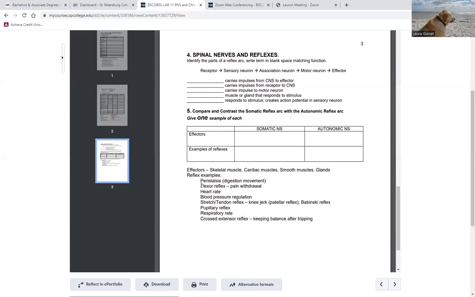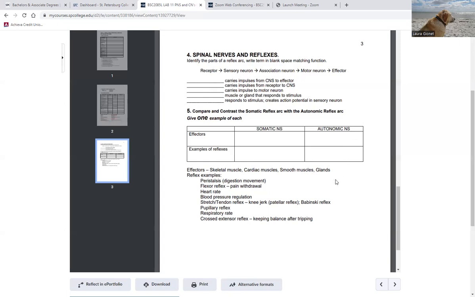Flexor reflex or pain withdrawal, that is a somatic reflex. So you can just put S next to it, and then maybe up here in the somatic also write flexor reflex. Heart rate is autonomic, as well as blood pressure regulation is also autonomic. So you could put A and A there right next to it. And then over here in autonomic, you can just go ahead and write heart rate and blood pressure regulation up there in the examples line.